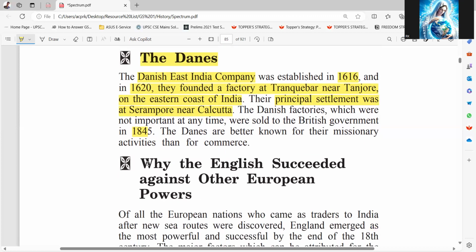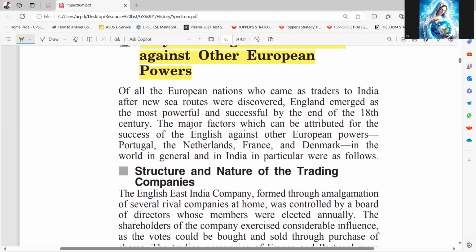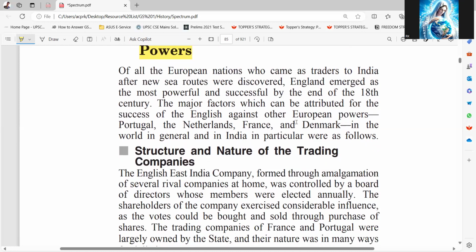Okay, next we will discuss why the English succeeded against other European powers. Of all the European nations who came as traders to India after new sea routes were discovered, England emerged as the most powerful and successful by the end of the 18th century. The major factors which can be attributed for the success of the English against other European powers, Portugal, Netherlands, France, and Denmark, in the world in general and in India in particular, were as follows.